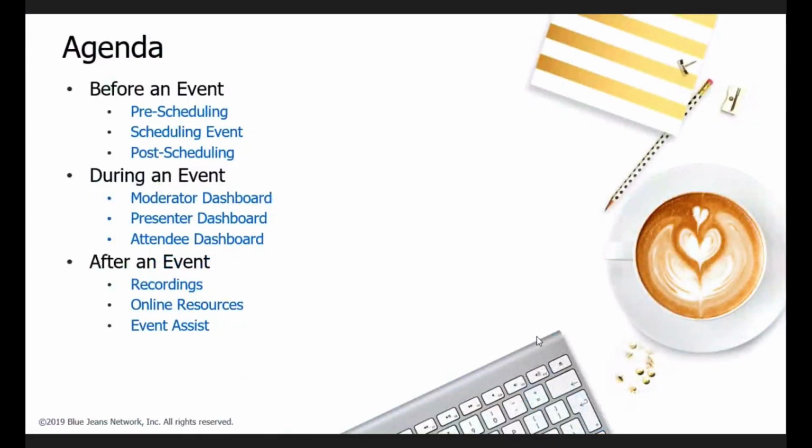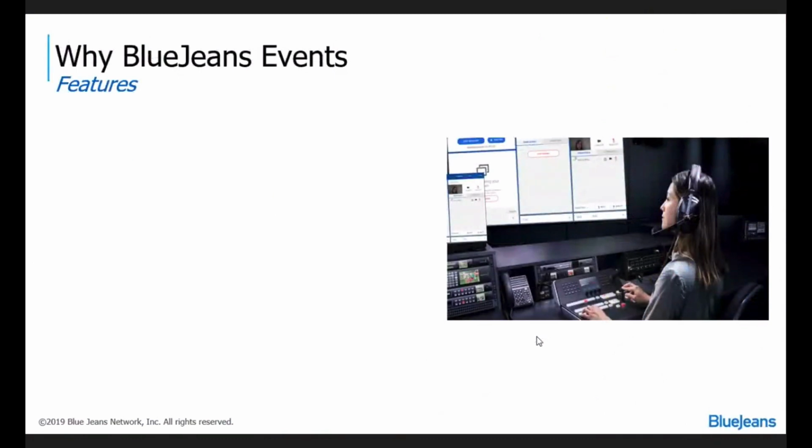We're going to look at our agenda first so you know what to expect. We'll talk about before an event. We'll talk about pre-scheduling details, how to actually schedule that event, and then we'll go over some post-scheduling suggestions for you. We'll look at during an event. We'll look at your dashboards, your moderator, your presenter, and attendee dashboard. That's going to be showing all of the controls that are available for each of those levels. And then we'll talk about after an event. We'll tell you how to access your recordings and the things that come with that. We'll leave you with some online resources, and we'll tell you about our Event Assist program should you choose to use it.